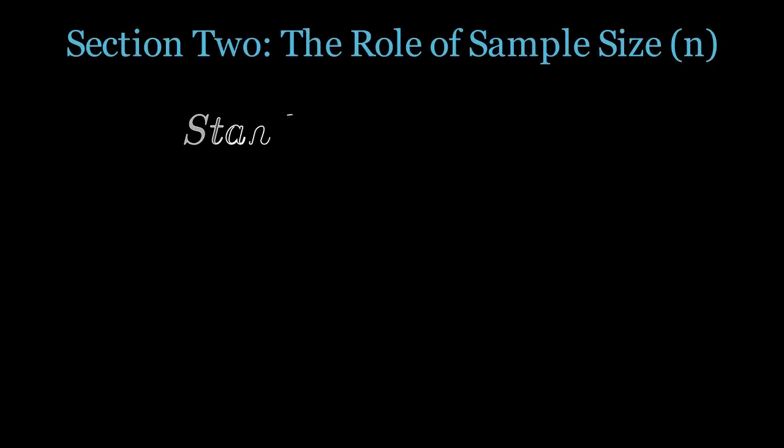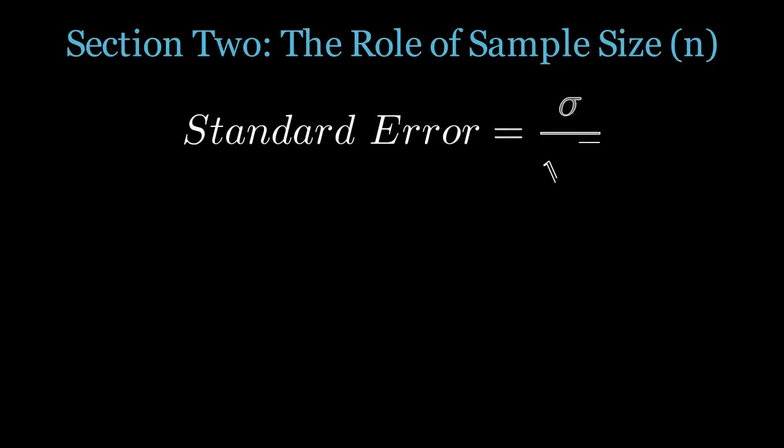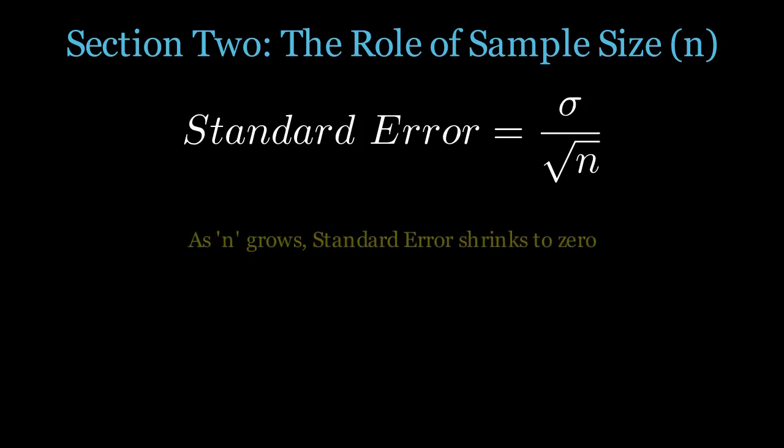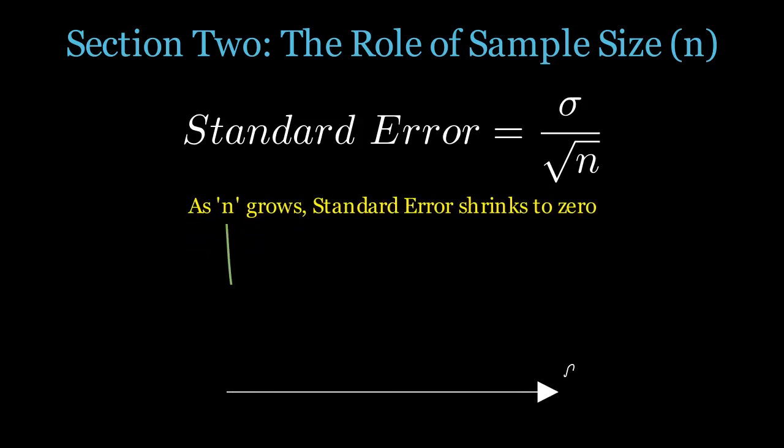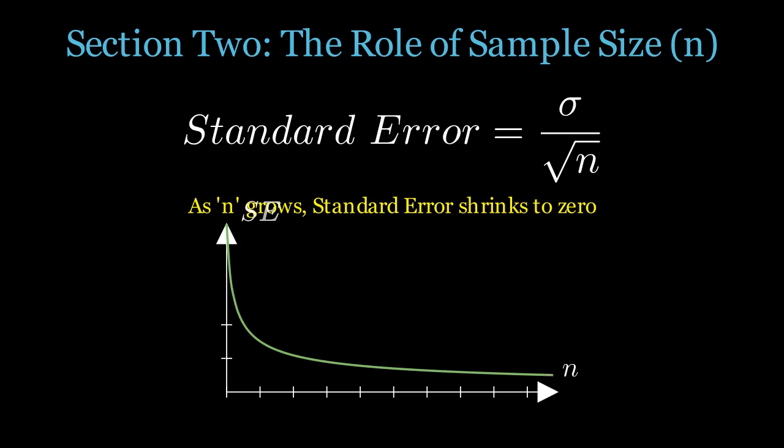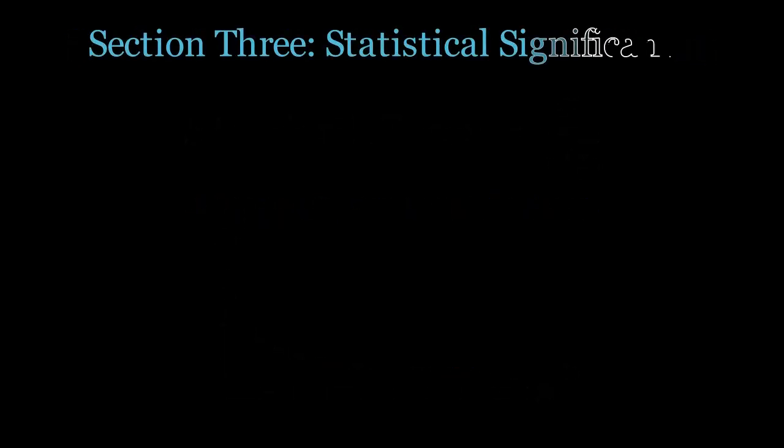Section 2. The role of the sample size, n. The standard error of our estimate is inversely proportional to the square root of the sample size. As n increases, the standard error shrinks. A tiny standard error makes our test statistic, like the t-stat, explode. This means that with a large enough dataset, even the most microscopic, irrelevant difference becomes statistically significant.